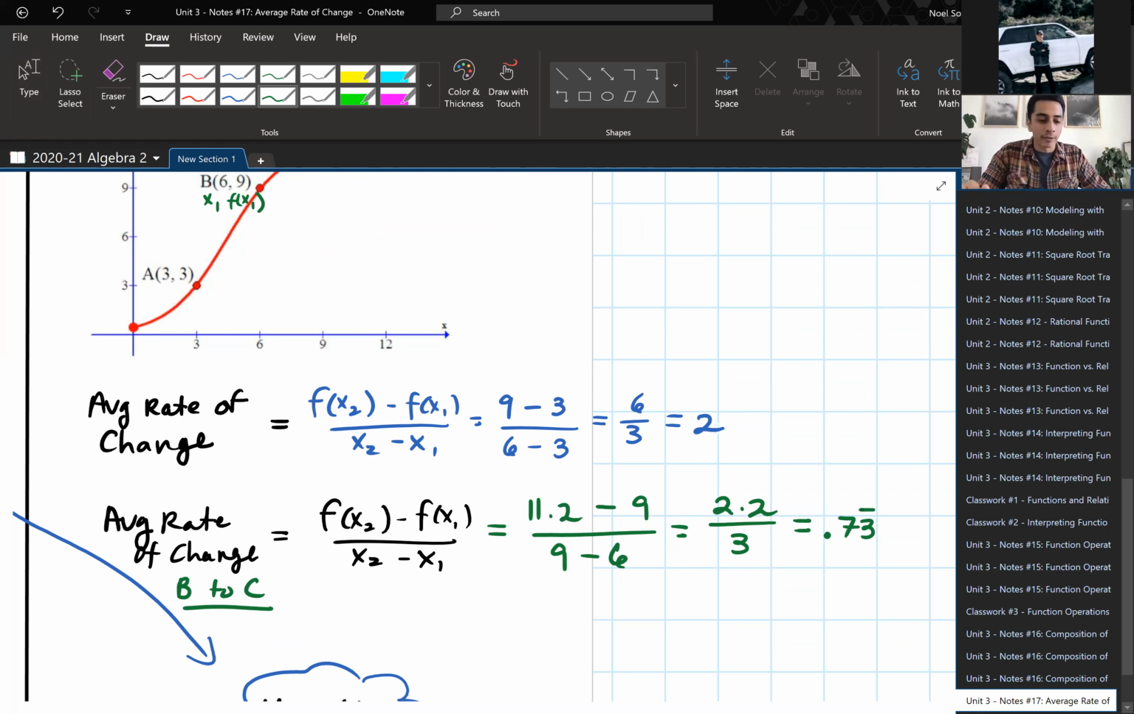All right, so again, think about speed, right? Were you going faster between the interval A to B or faster between the interval B to C? Yeah, A to B. How do you know? It's a larger number. Exactly, right? The bigger the slope, the faster you're going. Remember that your rate of change is representing a speed, right? So 2, you're going faster than if you're going 0.73.